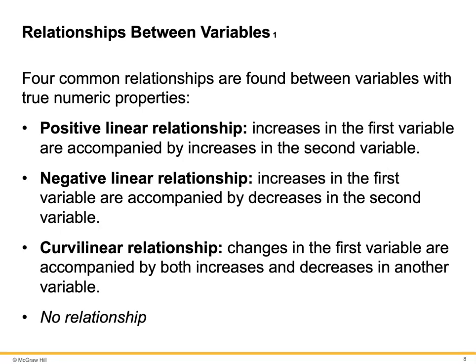So let's say we're studying grades, and we look at the variable of how long somebody is studying. A positive linear relationship would mean the more someone studies, the better mark they get, right? As one goes up, the other goes up. When it comes to a negative linear relationship, increases in the first variable are accompanied by a decrease in the second variable. So in that studying example, let's say we measured somebody's sleep.